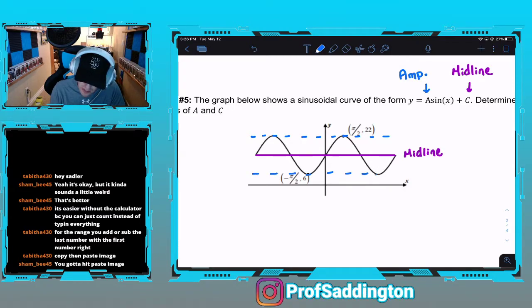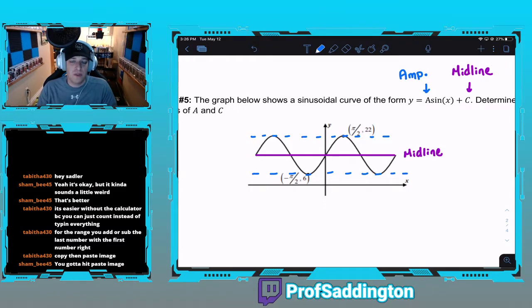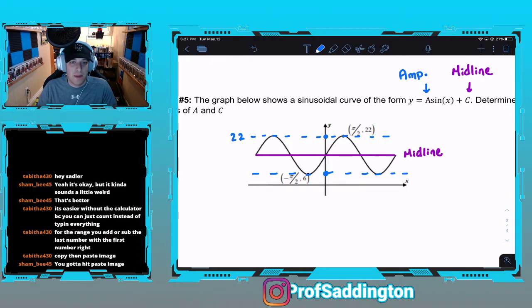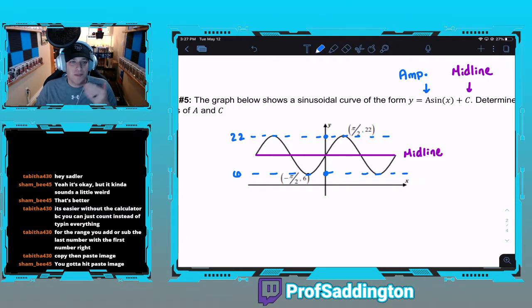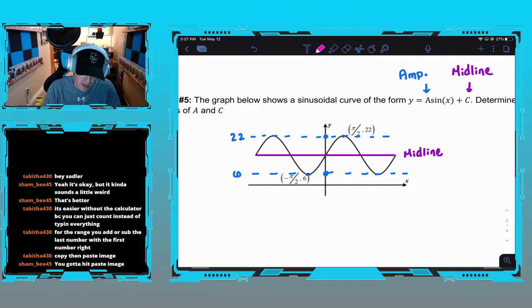And the reason why I'm going to do this is because you're already given the values for those blue lines. Notice where they cross the y-axis. The top one crosses through the number 22, and the bottom one crosses through the number 6. So what I want to know is, if 22 is the highest point and 6 is the lowest point, what is the middle going to be?